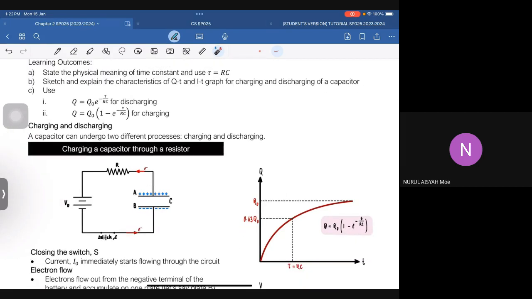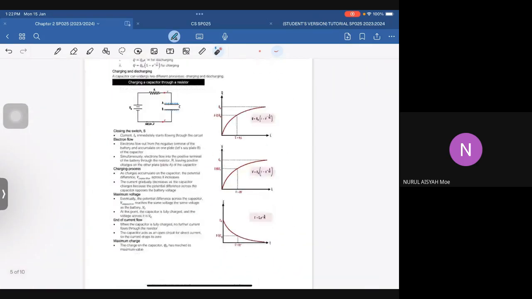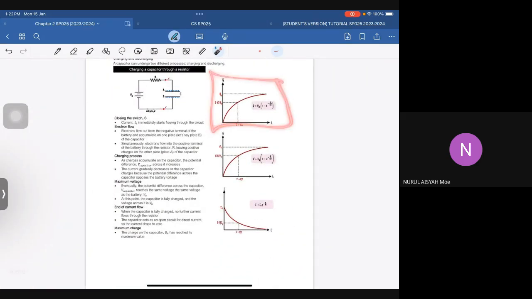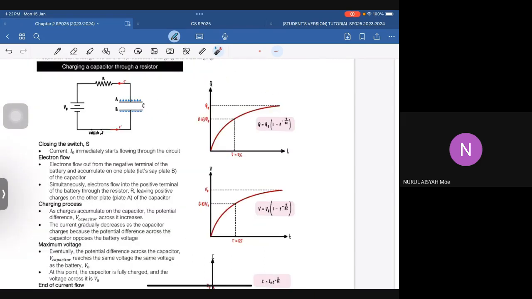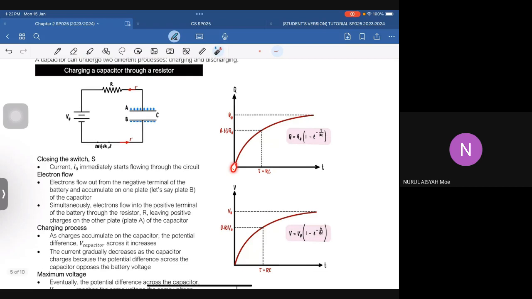Okay, next you have to also be able to sketch and explain the characteristics of QT and IT. So sekarang ni, the graph that you have to memorize is the graph for charge dengan current. Okay, so logically kalau kamu fikir, oh kalau charging, mestilah the amount of charge is increasing. Okay, so it's gonna start from 0 and then reaching its maximum charge. Okay, so itu je. Bahagian sketch, kamu just kena buat exist dia, label, the shape of the graph is correct, and then you'll get full mark. Okay, also make sure to label the maximum charge lah.